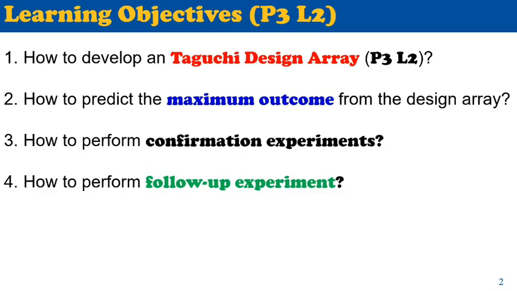So first, we're going to make the design array. We'll be given some variables to deal with to make an outcome. What would be the best combination of the variables to get the best outcome? And we'll figure out the minimum experimental combination we can do to make that decision. Next, from those tests, how can we find the maximum outcome?